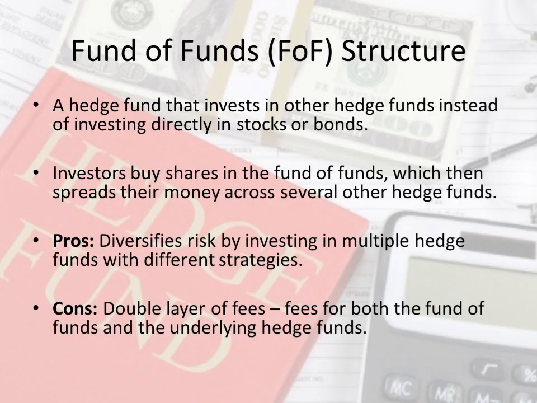So the pros of the fund of fund structure is it's great for reducing risk because you are not relying on just one hedge fund's performance. If one hedge fund loses money, another might be making profit. So this is the biggest pro of the structure. And when we talk about cons, the downside is that you pay fees for the fund of funds and also for the hedge funds that it invests in. So there's a double layer of fees.